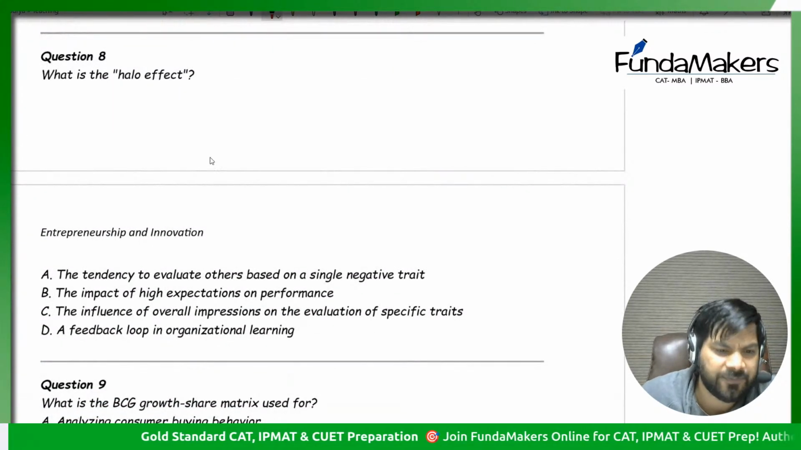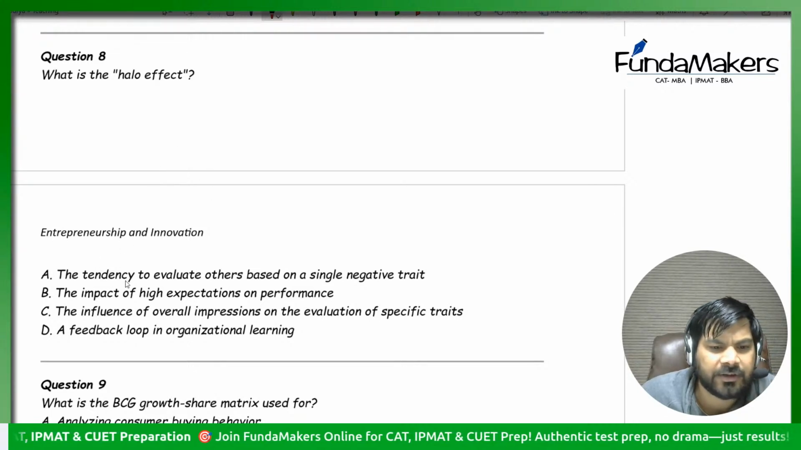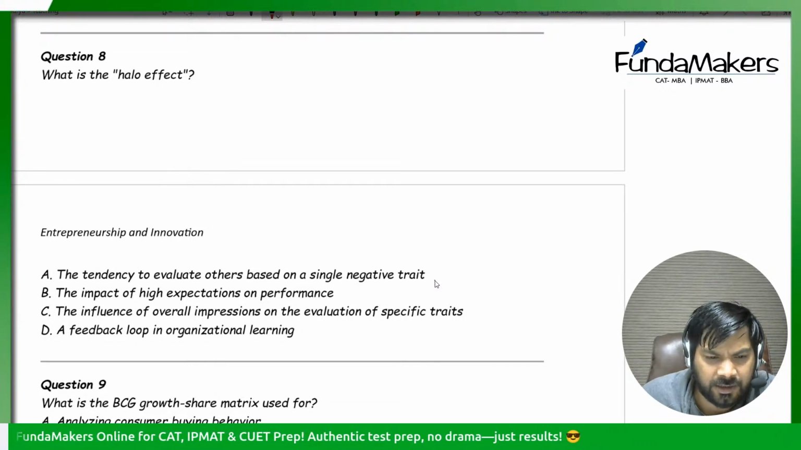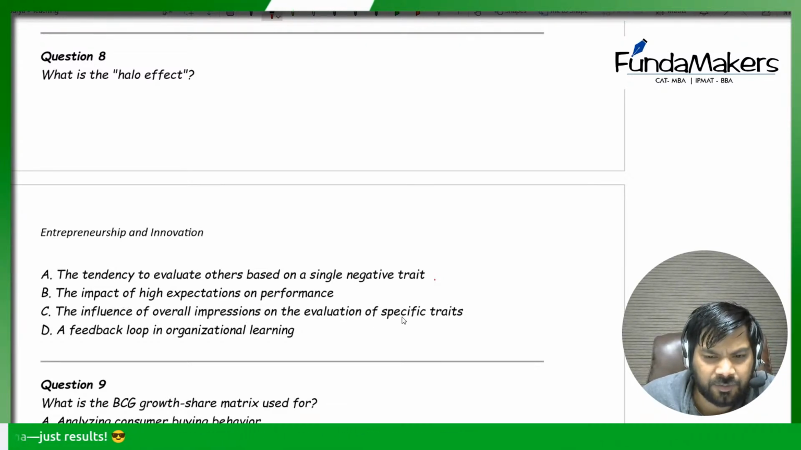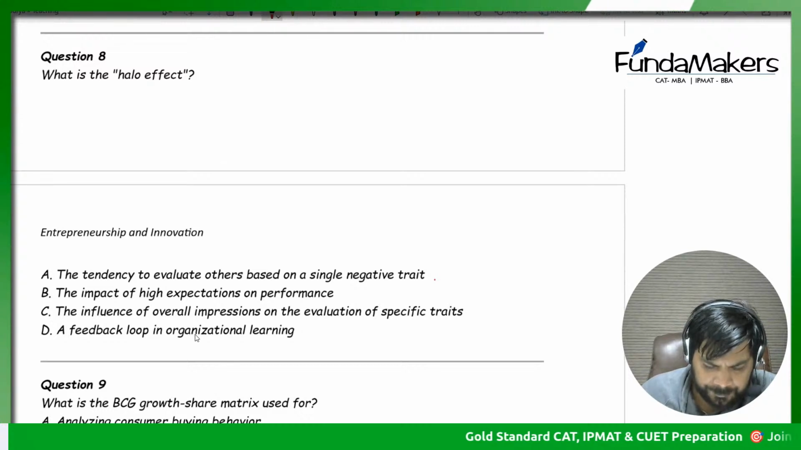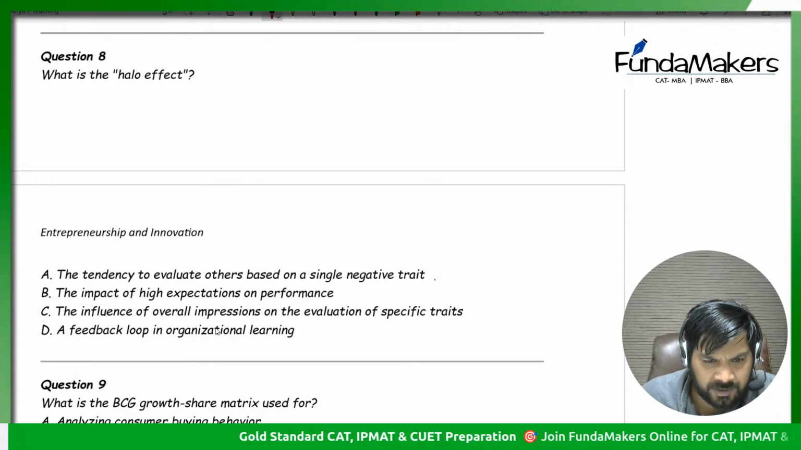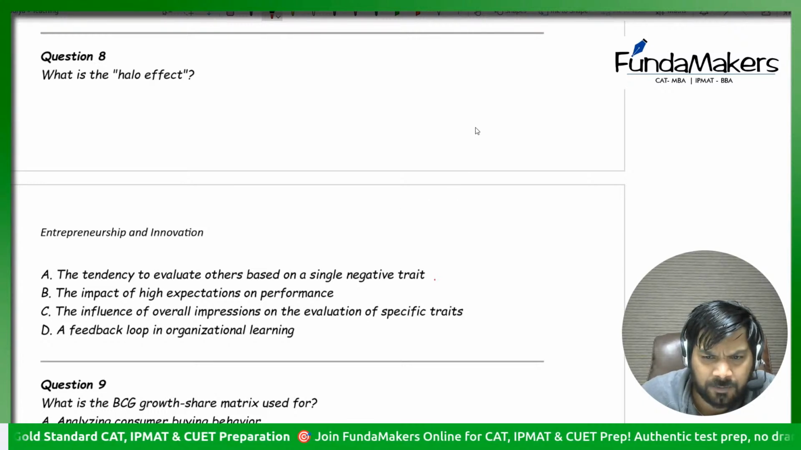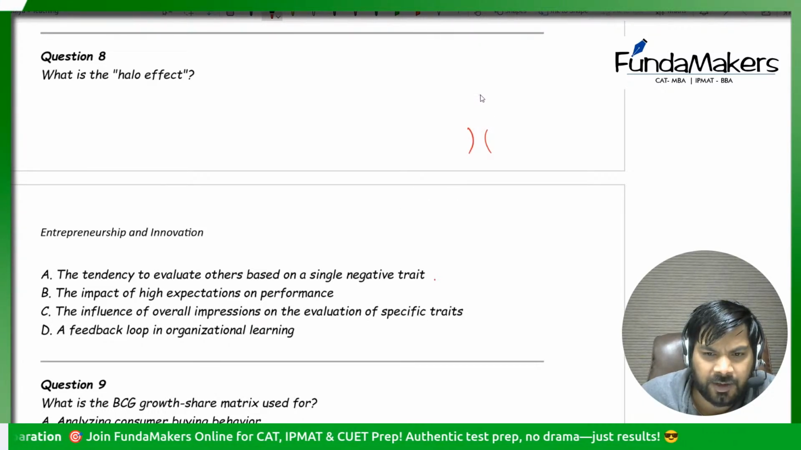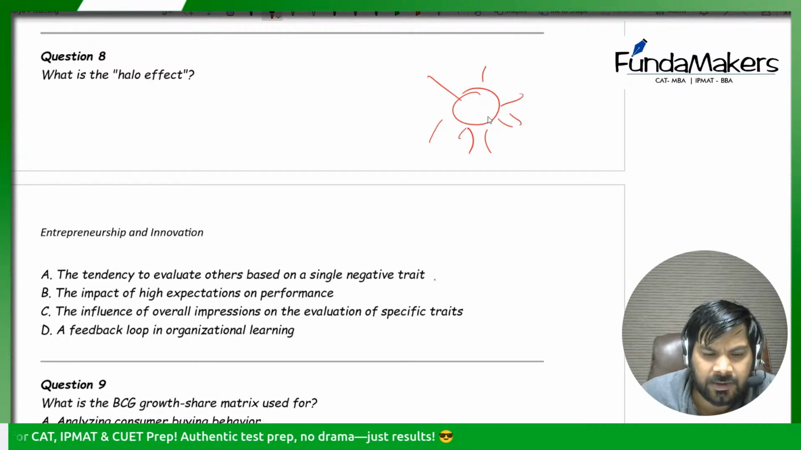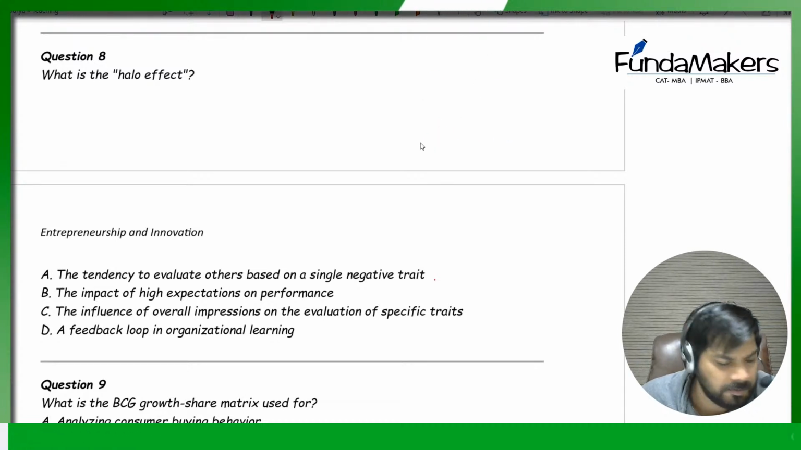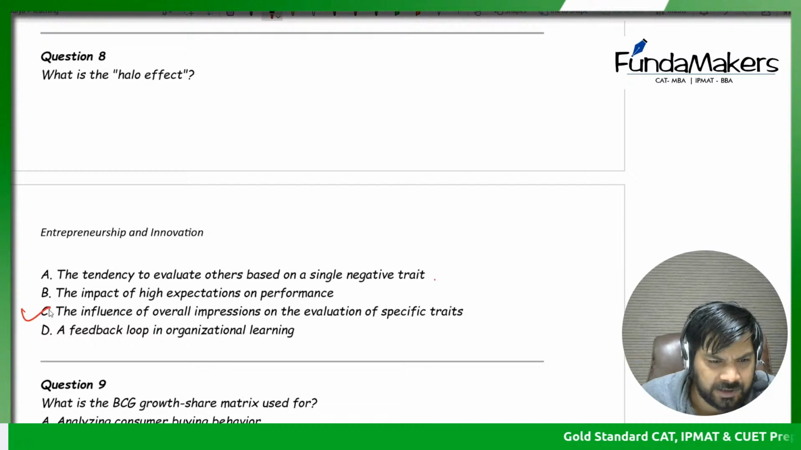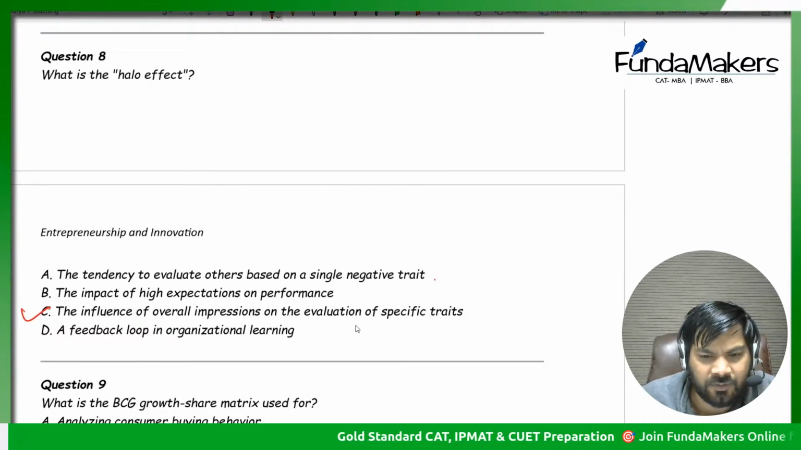What is a halo effect? Tendency to evaluate others based on a single negative trait, impact of high expectations on performance, influence of overall impressions on the evaluation of specific traits, and a feedback loop in organizational learning. Halo effect is the influence of overall impression. What do you understand by halo? You must have seen gods depicted with a light glowing behind them, right? So basically it's the impression. Somebody is very talented and we talk to them, so you get a great impression. So the correct answer is C, the influence of overall impressions on the evaluation of specific traits.